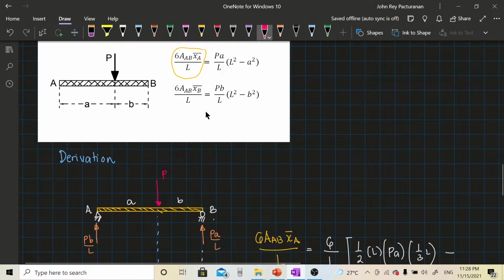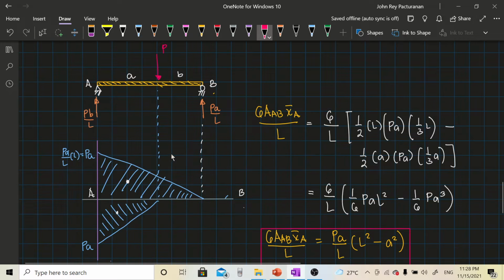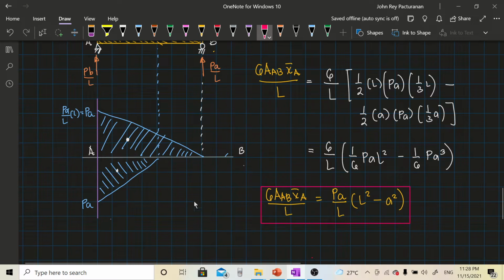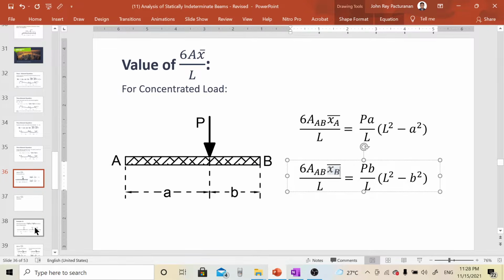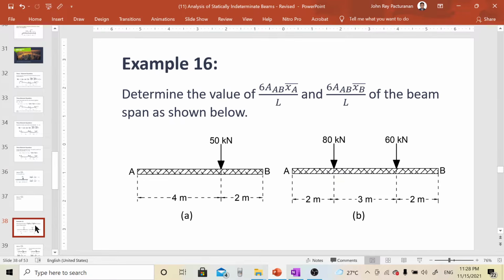Again, if you want to prove na ito ay tama, all you need to do is to draw another moment diagram by parts and just place that here. Okay? Pero uulitin ko, I will not do that here because magiging sobrang haba na nitong discussion natin. So, let's start illustrating the formula by giving an example.